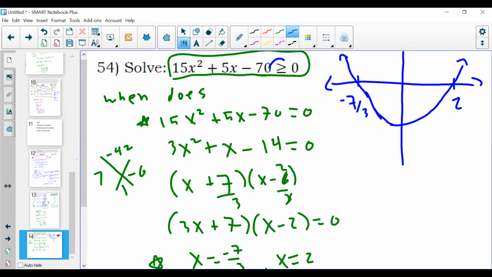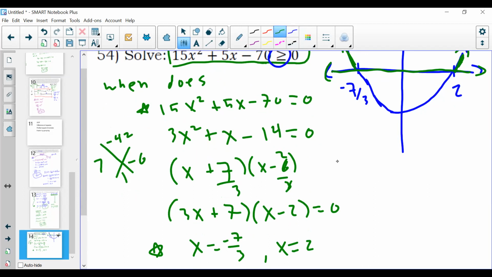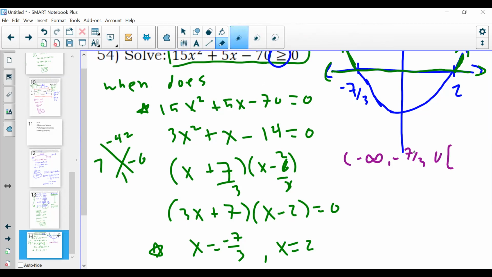So I want to know, when am I greater than 0, or when am I greater than or equal to the x-axis? I'm greater than or equal to this line when I'm to the right of positive 2 and to the left of negative 7 over 3. Or in other words, I go from negative infinity to negative 7 over 3, and this should be a bracket, sorry, because we're equal to 0 as well, union from 2 to infinity. Ugly parentheses, but it's supposed to be a parenthesis.